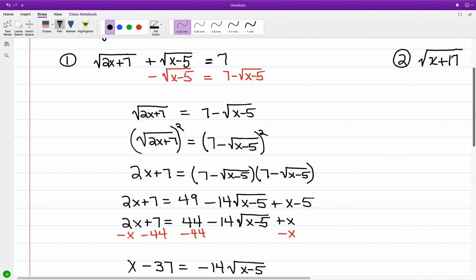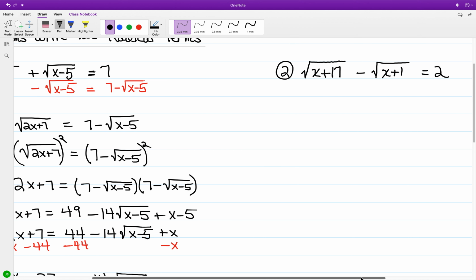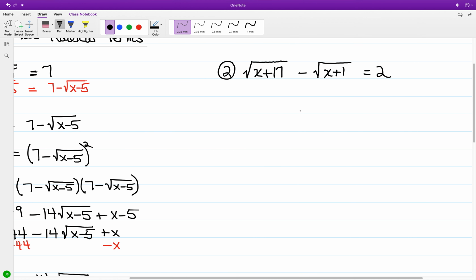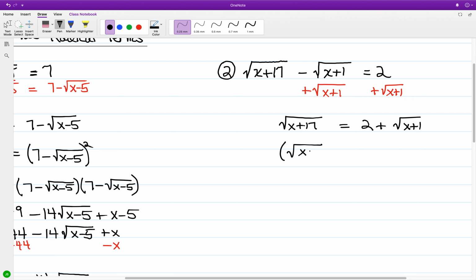Now, in another case, okay, say we have the square root of x plus 17 minus the square root of x plus 1 is equal to 2. And if I isolate, let's say, the square root of x plus 17, and I add the square root of x plus 1, and so we have in this one, okay, so we have the square root of x plus 17 is equal to 2 plus, okay, the square root of x plus 1. And we have squaring both sides.